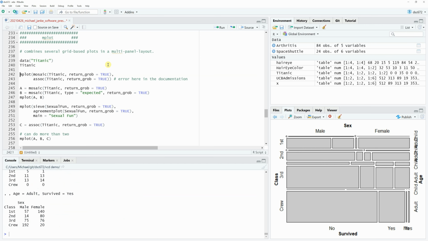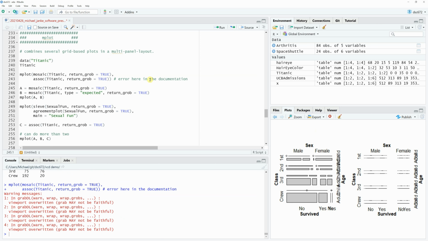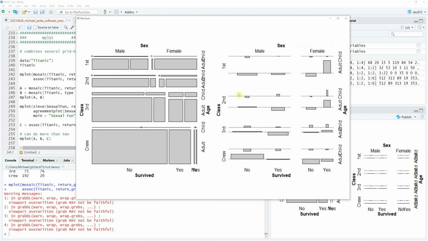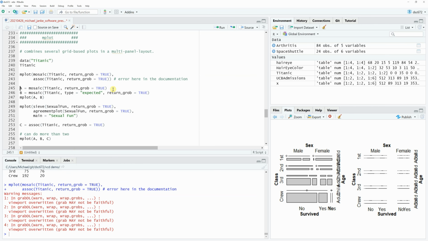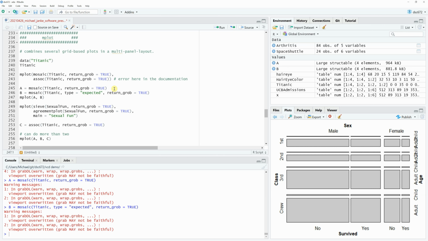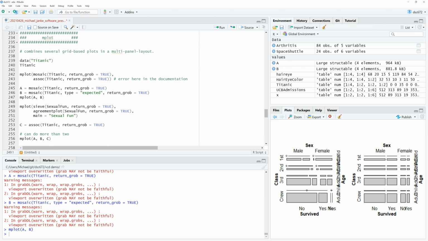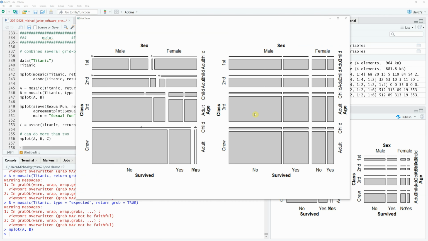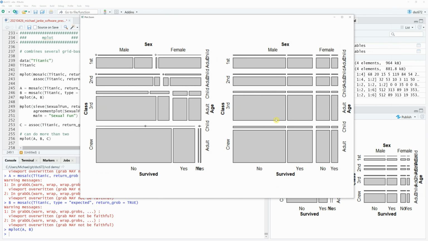So looking at Titanic again, we will look at a mosaic versus an association plot in one single output. In this one, it's a little hard to read. Here we see the two plots side by side with essentially the same data. We could also set them to variables here and plot them out together in the same manner. They are essentially the same, though one is plotting expected and the other one is not.